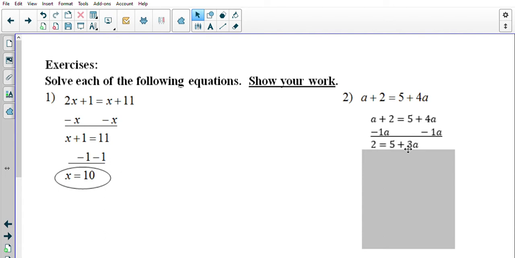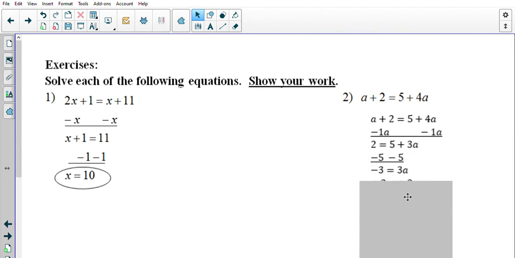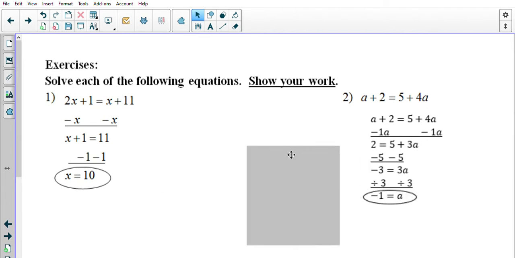Now this is just a two-step equation. So our next step is going to be to subtract 5 from both sides. That's going to get us negative 3. 2 minus 5 is negative 3 equals 3a. Finish this by dividing both sides by 3. We get negative 1 equals a, or a equals negative 1.